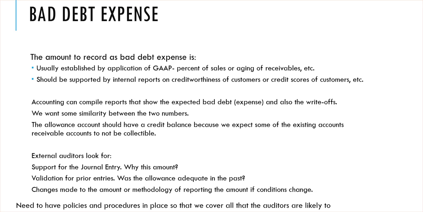Bad debt expense is something that needs to be done, and it is done at the end of a time period before financials are done. You want some similarity between what is expected as a bad debt expense and the actual write-offs. And the auditors are going to look for support for this accrual journal entry, which is done, again, before financials are done. And they're going to want some sort of a document that says, this is how we came up with the number. That's what they are going to expect.